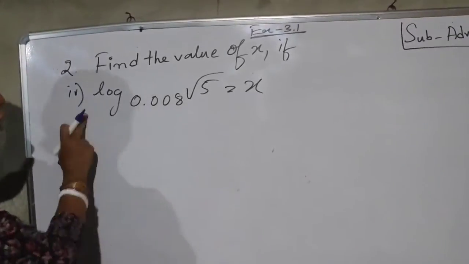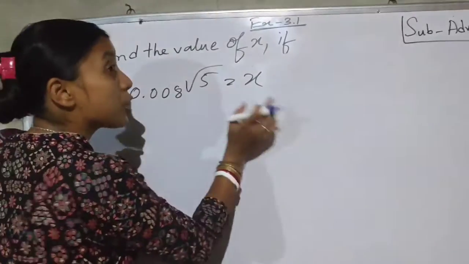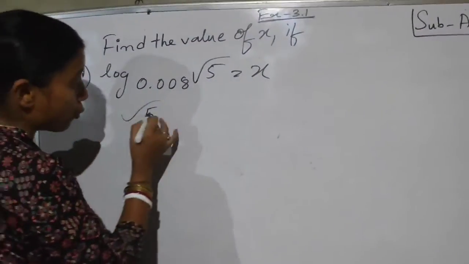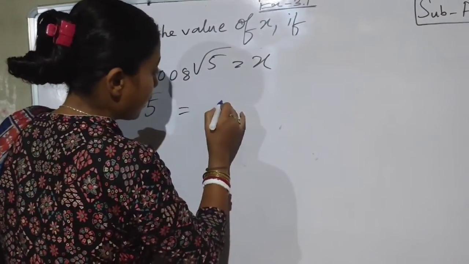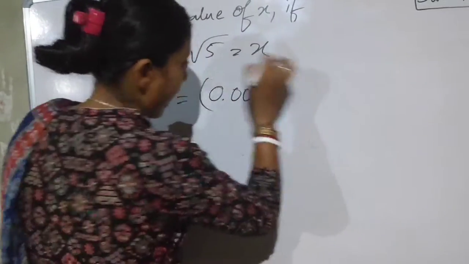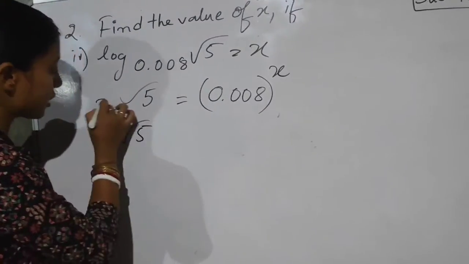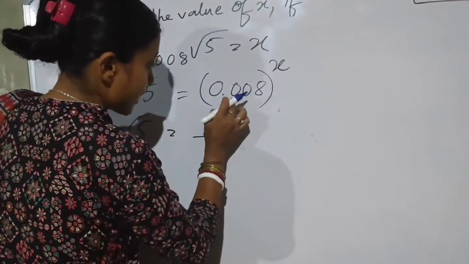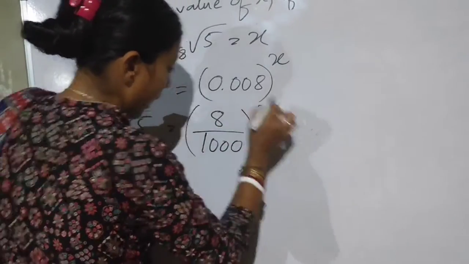Number 4, log root 5 to the base 0.008 equal to x. So, what can we write? We can write root 5 equal to 0.008 to the power x. So, this side root 5, let it remain the same. And this side what can we write? 8 by 1000 to the power x.